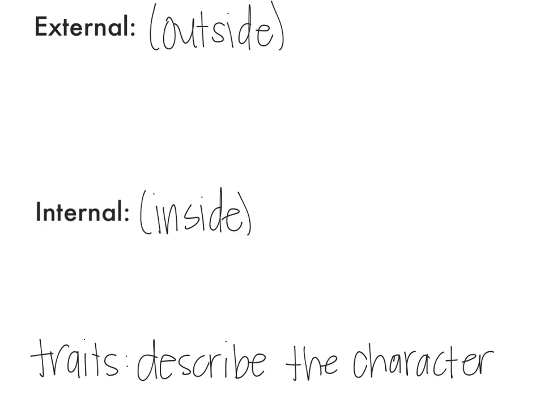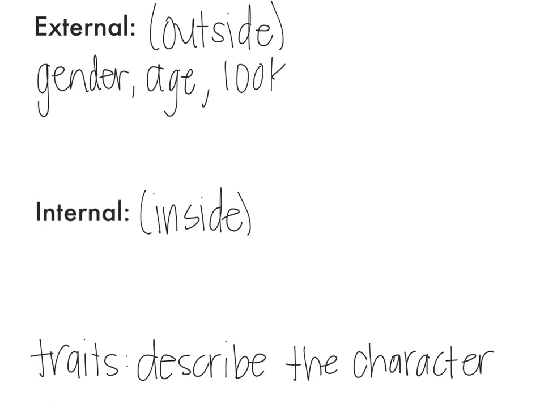Okay, so the external traits are usually the ones that are pretty easy to determine. So that is usually the gender, if it's male or female character, the age. These are the looks of a character. Maybe they have glasses. What would that tell you about the character? Maybe they have a wheelchair. What would that tell you about the character? Maybe they have supervision. What would that tell you about the character?